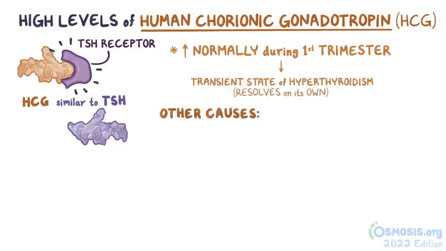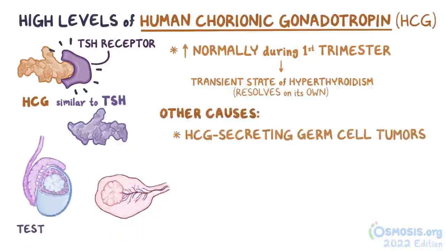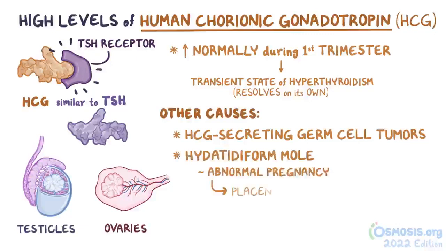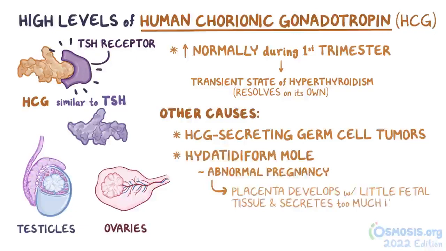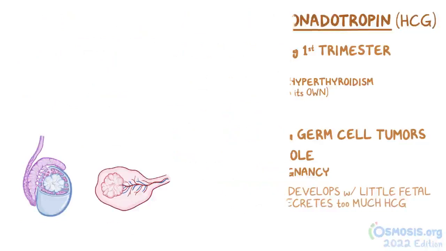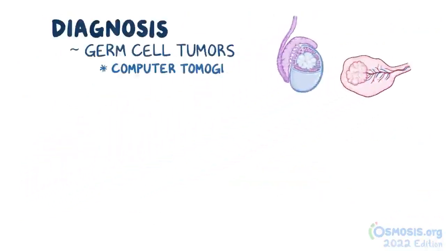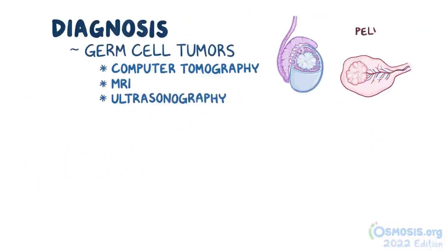But other causes of excess HCG are HCG-secreting germ cell tumors of the testicles or ovaries, or a hydatidiform mole, which is an abnormal kind of pregnancy, where the placenta develops with very little fetal tissue and secretes too much HCG, but the fetus isn't viable. Diagnosing germ cell tumors can be done by computer tomography, magnetic resonance imaging, or an ultrasonography of the pelvis in females or the testicles in males.